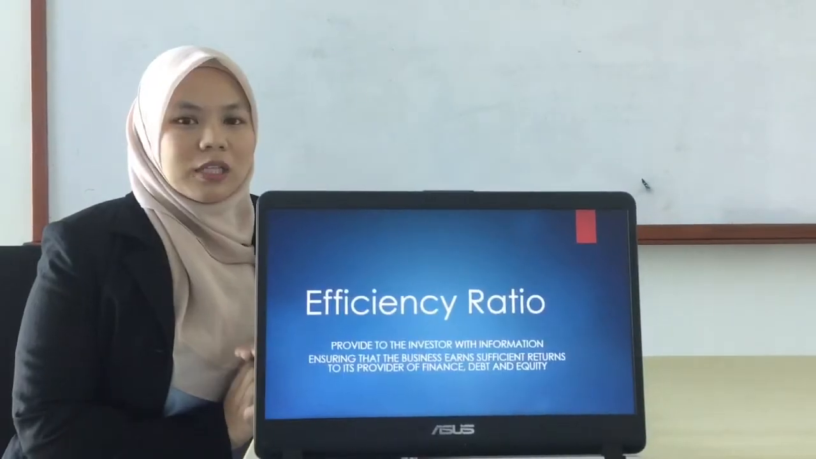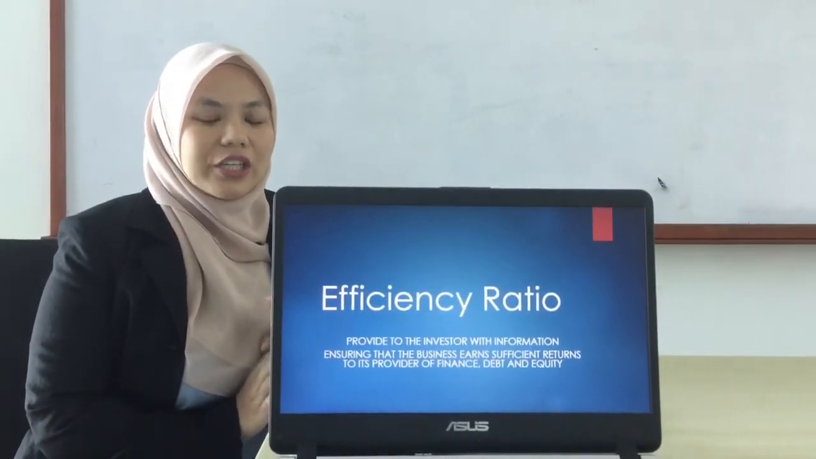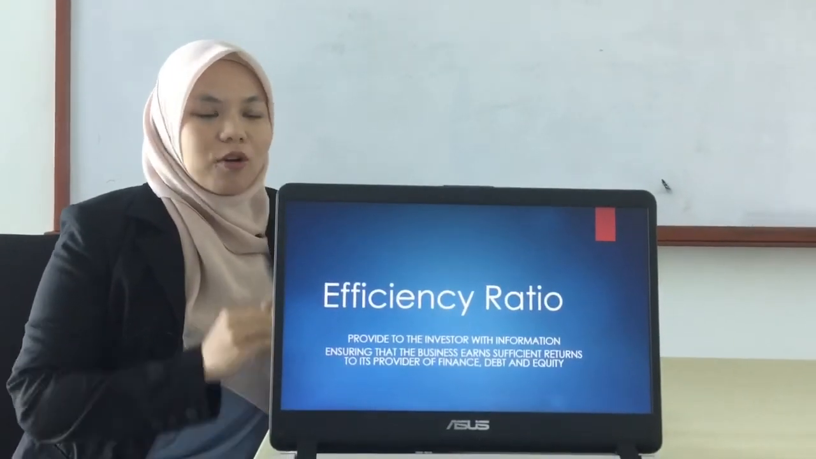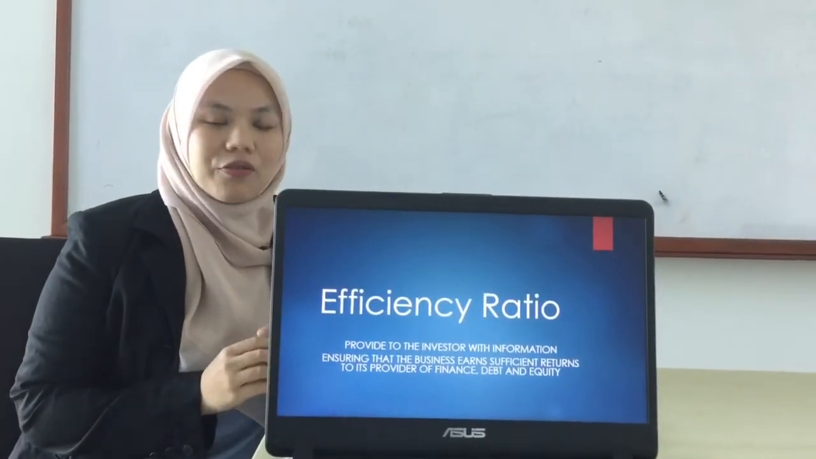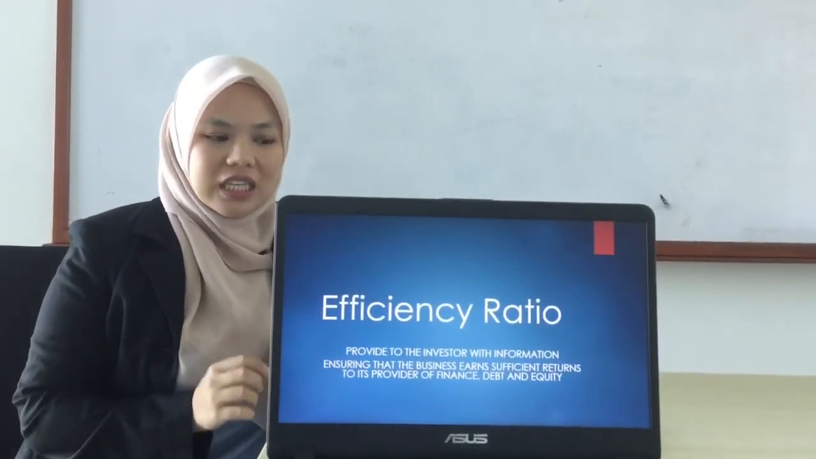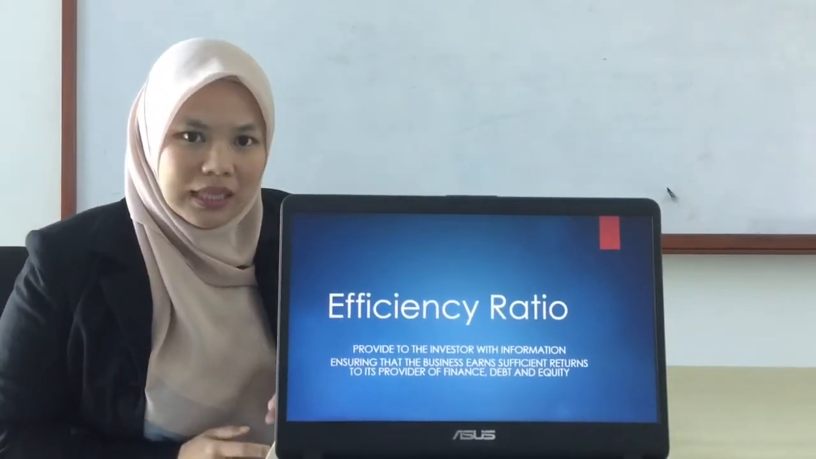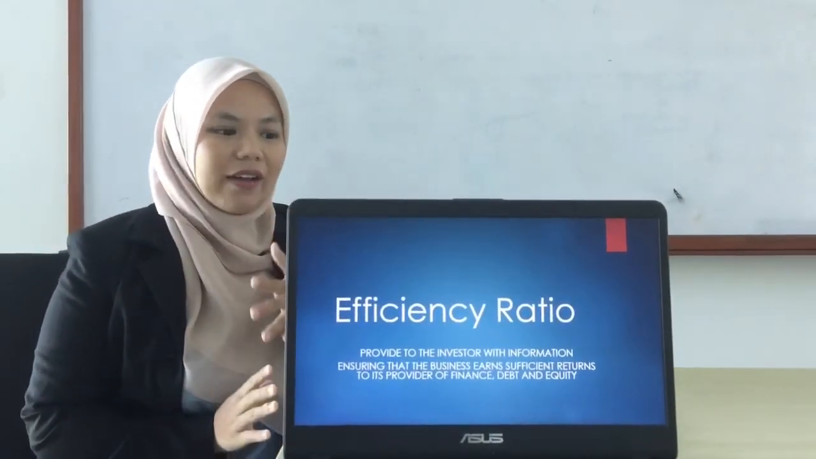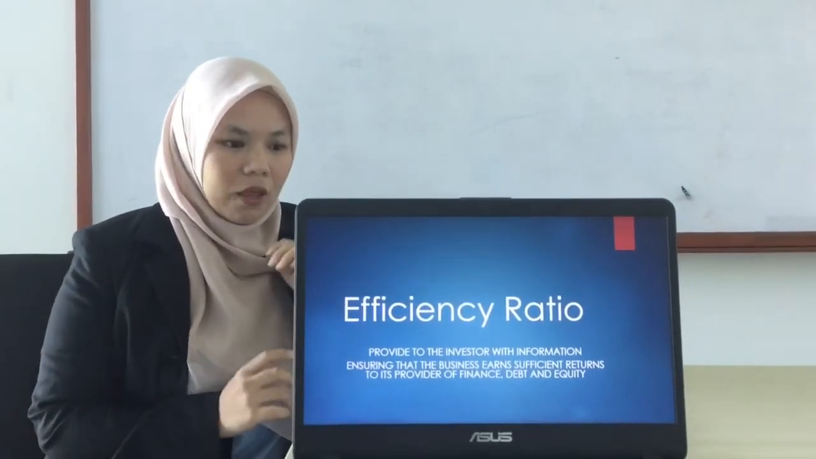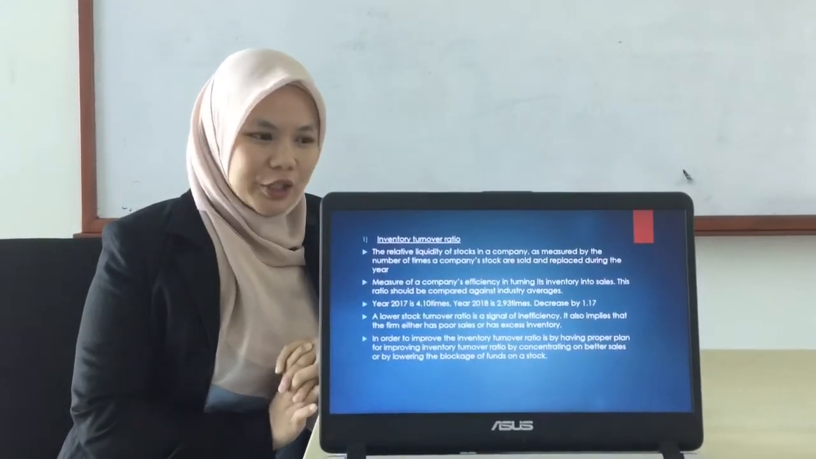Next, I would like to explain the efficiency ratio. The efficiency ratio is all about providing investors with information, ensuring that the business earns sufficient return for its providers of finance, debt and equity. There are five elements under the efficiency ratio. The first one is the inventory turnover ratio.